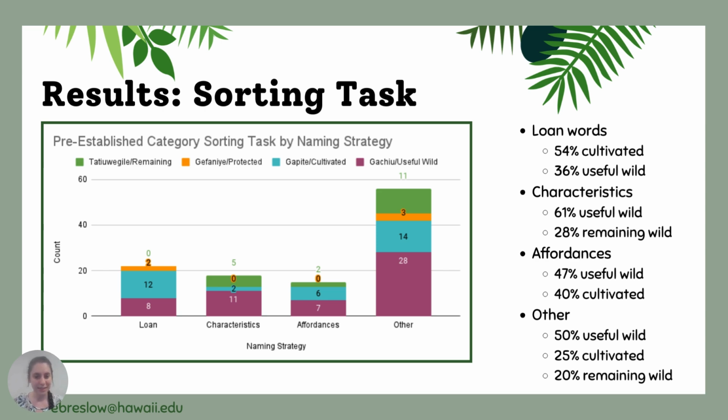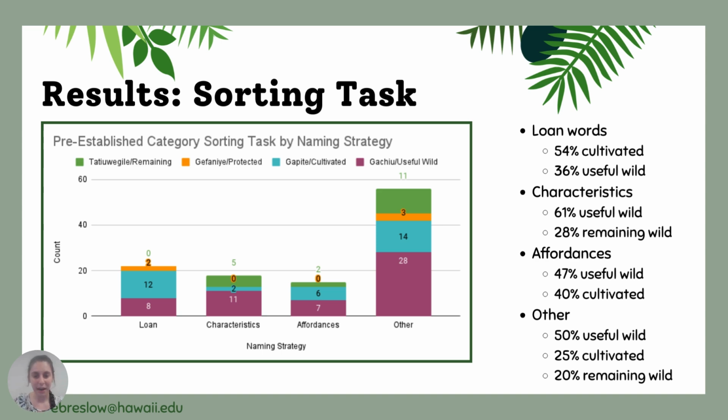Similarly, with affordances, these would also be more transparent terms, and we can see that many of them are wild plants. However, many of them are also cultivated plants, which goes against Berlin's prediction because those would be more culturally significant plants. My idea for this is perhaps that when you have a cultivated plant, it's generally useful, and so it might make sense to name it after how it is used or what affordances it has.